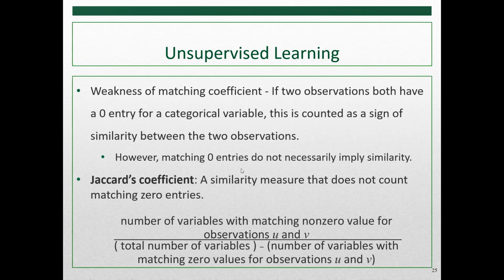So this is the measure of similarity where you basically have only ones and zeros in your data set, and you don't deal with any other variable that is numerical.